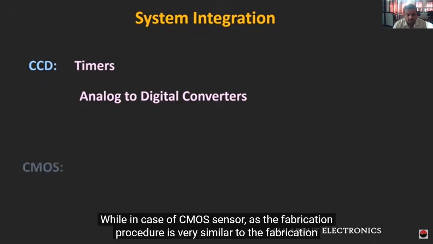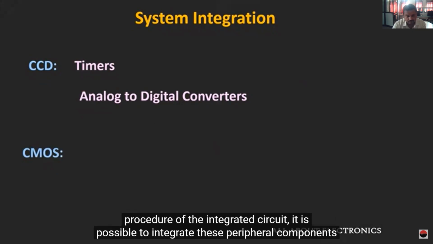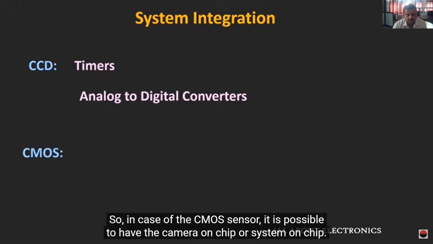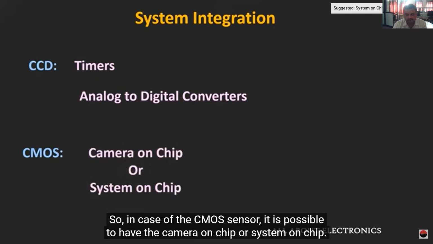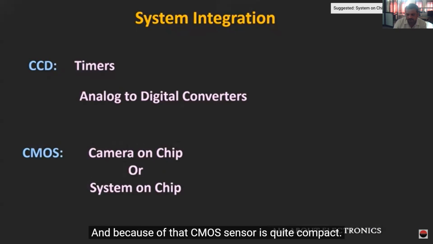While in case of the CMOS sensor, as the fabrication procedure is very similar to the fabrication procedure of the integrated circuit, it is possible to integrate these peripheral components into a single chip. So in case of the CMOS sensor, it is possible to have a camera on chip or a system on chip. And because of that, the CMOS sensor is quite powerful.